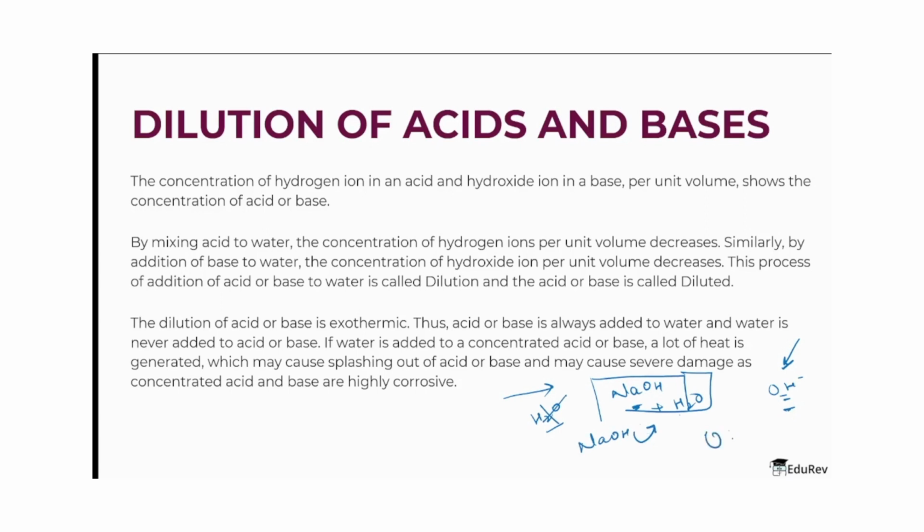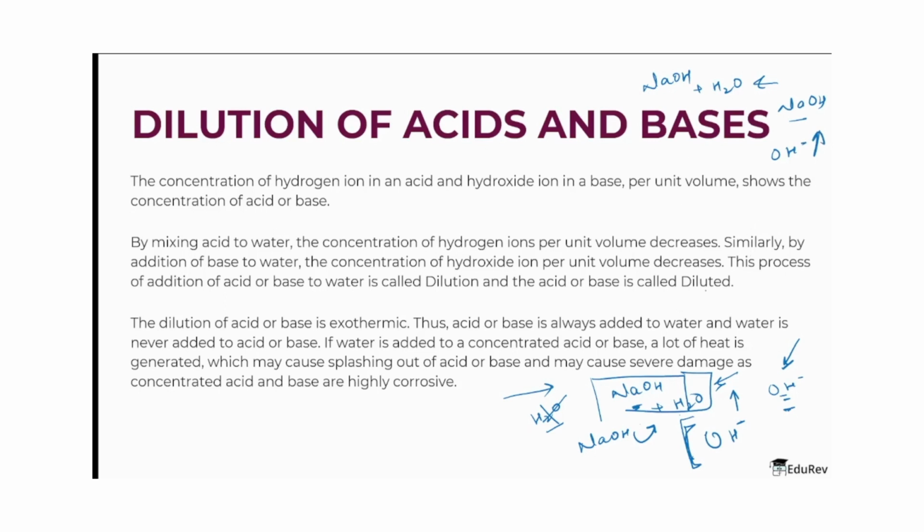But if instead of water, I am adding NaOH again into this solution, what is going to happen? The concentration of OH negative is actually increasing per unit volume. So can I say that this solution, which initially was composed of NaOH and water, after addition of more NaOH, the concentration of OH negative actually increased? Correct, I can say that.